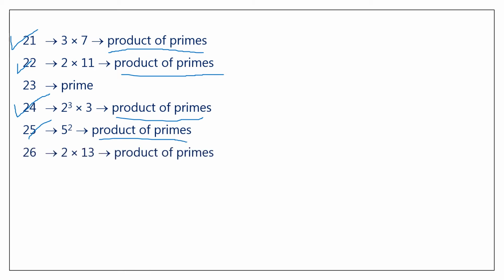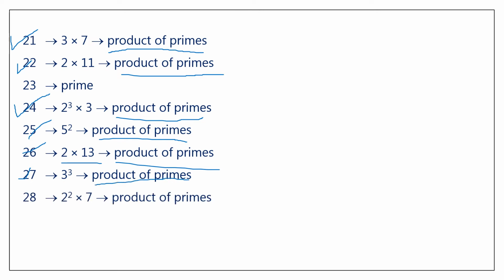26 is a composite number which you can write as 2 into 13, that means you can write it as a product of primes. 27 is 3 cube, 3 into 3 into 3 is 27, that means 27 also can be expressed as a product of primes. Let's see 28, you can write as 2 square into 7, as 2 square into 7 is 4 into 7 only, therefore 28 also can be expressed as a product of primes, in this those 2 and 7 are the prime numbers.